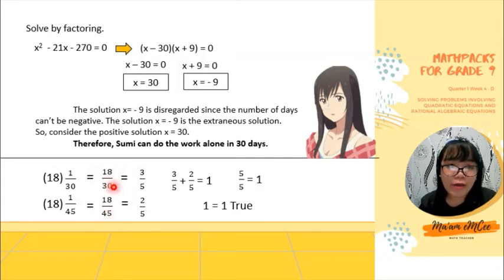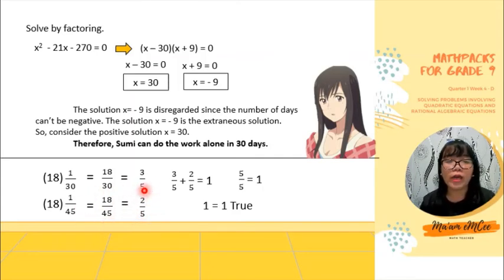So let us have the reduced fraction for 18 over 30. The common factor for 18 and 30 will be 6. So 18 divided by 6 is 3, and 30 divided by 6 is 5. Therefore, 18 over 30 will become 3/5. Now, let us have 18 over 45. The greatest common factor of 18 and 45 is 9. So 18 divided by 9 is 2, and 45 divided by 9 is 5. So we have 2/5 to be the reduced fraction of 18 over 45.